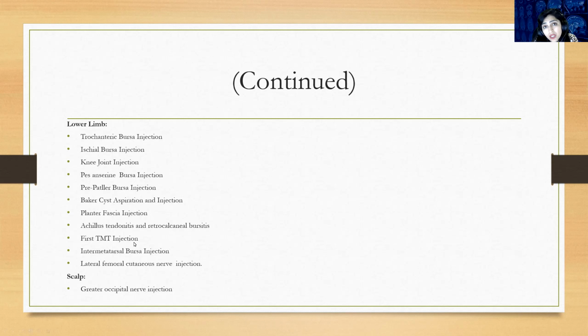Then first tarsometatarsal joint is the most affected joint in the foot by osteoarthritis or gout arthritis, anything. So we can inject into that joint, and this injection is pretty straightforward. Under ultrasound guidance, you can just see the joint and inject into the joint. The other bursa we can inject around the foot is intermetatarsal bursa injections, and then the lateral femoral cutaneous nerve injection.